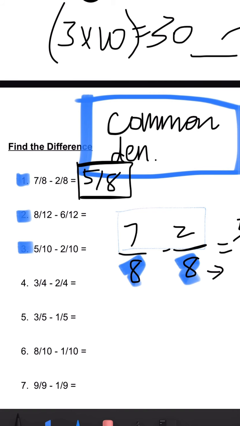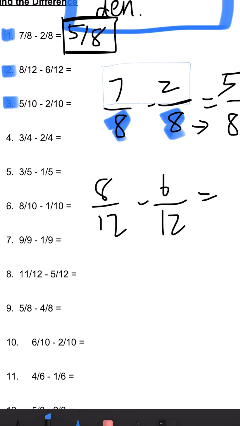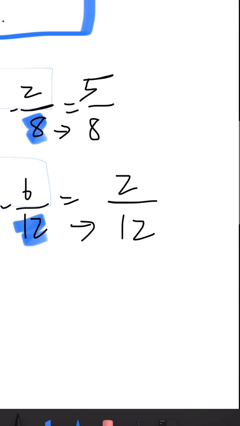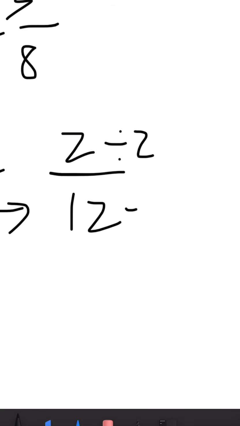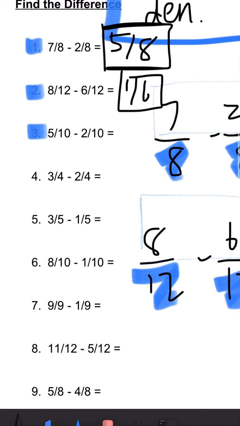Okay, number 2, we have 8 over 12 minus 6 over 12. So again, we look and we see we have common denominators. So we're just going to carry that denominator over. Looking at the top, we just do 8 minus 6, which is 2. You always want to make sure to simplify your answer, even if it doesn't specify. So here we know that we could divide top and bottom by 2 to get 1/6 as our final answer.